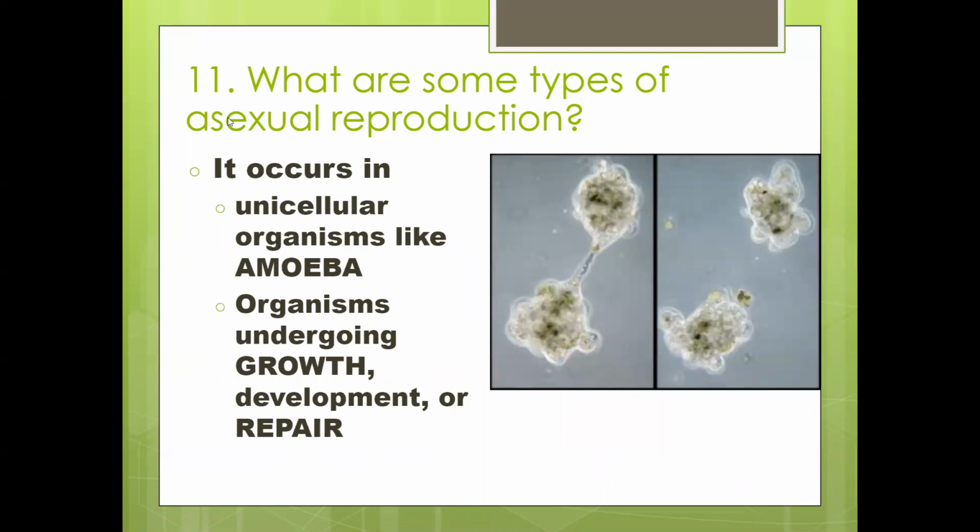Mitosis also is going to occur in unicellular organisms like amoebas, or it can also occur in organisms undergoing growth, development, or repair. So like I said, if you cut yourself and your body's growing scar tissue, that's happening through mitosis. If one day when you guys have babies, as your babies grow, that's going to be happening through mitosis after the initial joining of sperm and egg.